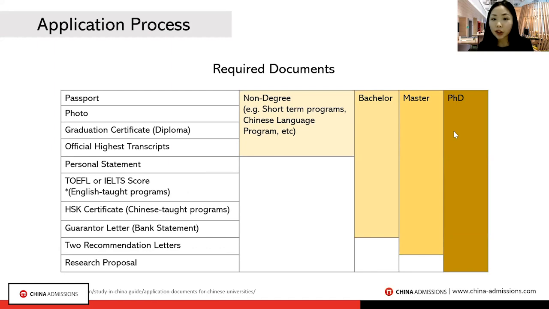And all of these documents must be completed before the deadline. So if you miss any of these documents, right, if you don't have it by the deadline or after the deadline, then your application may be regarded as unsuccessful. Because again, Chinese universities will only accept complete applications before the deadline, and after that, they will not accept new applications.